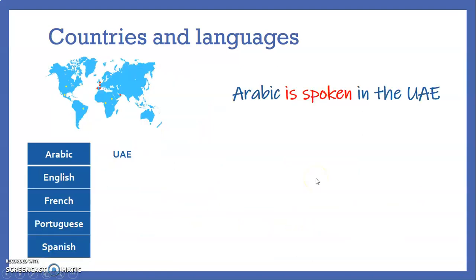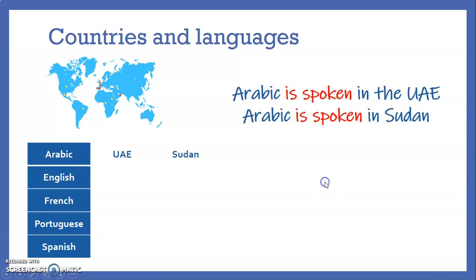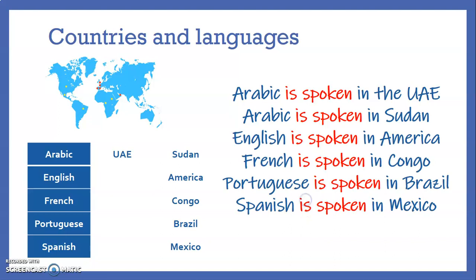So we know this sentence. Arabic is spoken in the UAE. Sudan, we could say Arabic is spoken in Sudan. What can we say for these countries? Exactly the same, but you change the language. So English is spoken in America. French is spoken in Congo. Portuguese is spoken in Brazil. Spanish is spoken in Mexico.